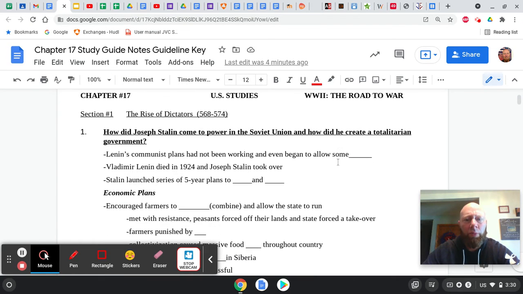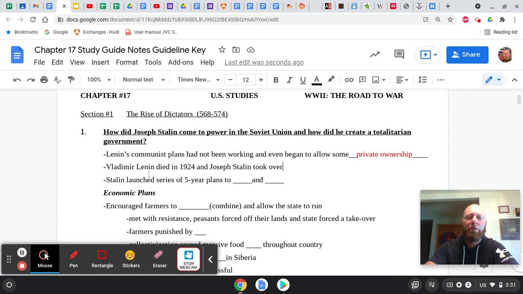Okay, how did Joseph Stalin come to power in the Soviet Union? How did he create a totalitarian government? The guy that was in power before him was Vladimir Lenin. He had tried to institute communism in the Soviet Union, but it hadn't been working, and he began to even allow some private ownership, kind of steering the country away from communism. But this man is going to die in 1924, and Joseph Stalin comes to power.